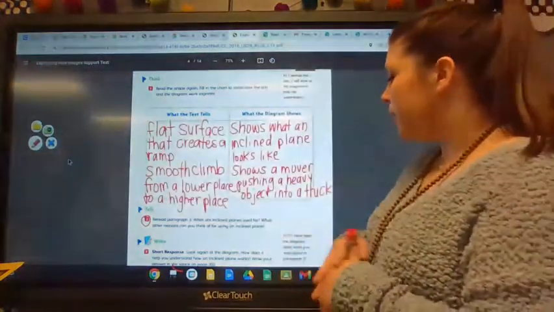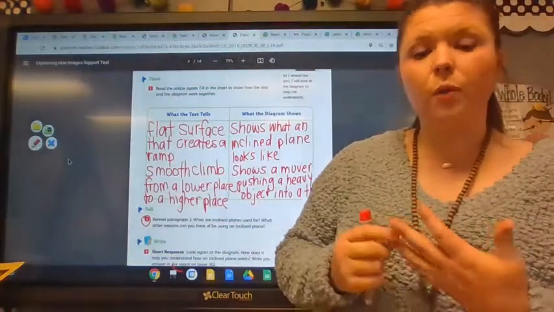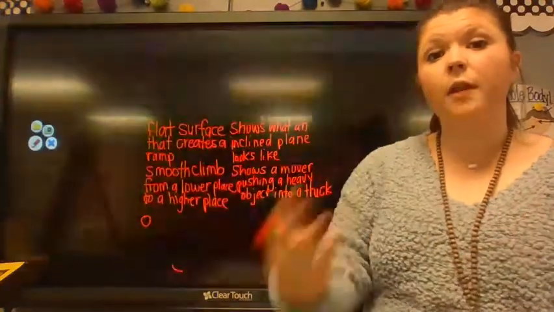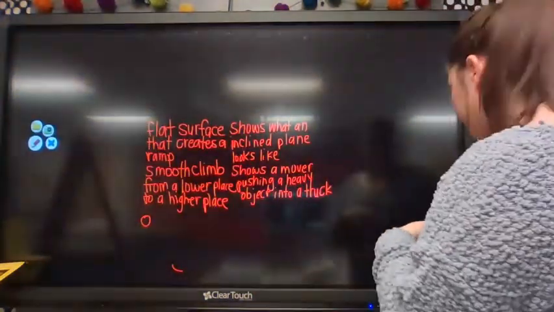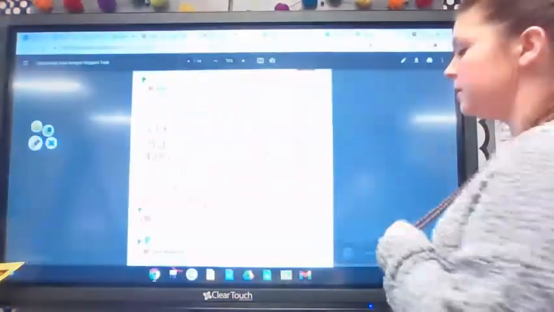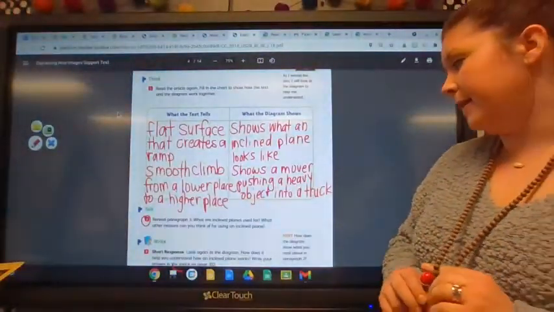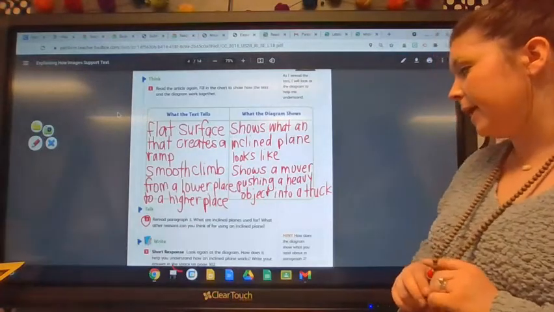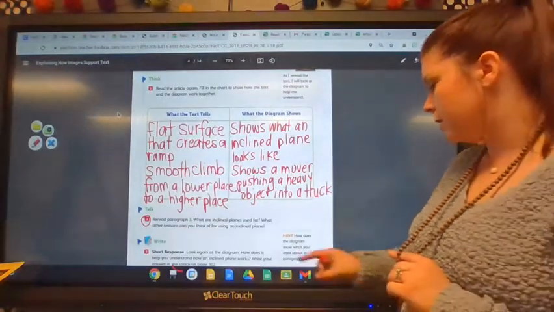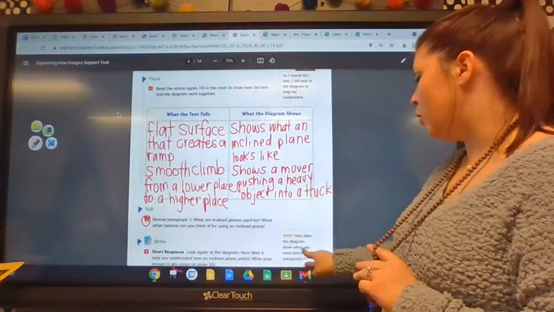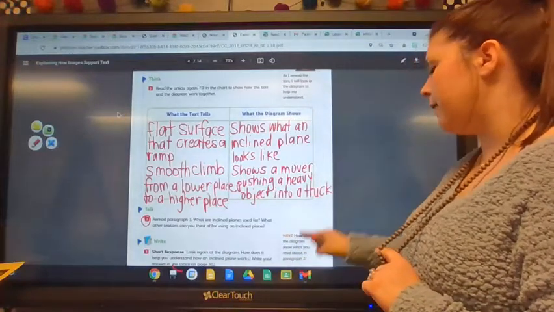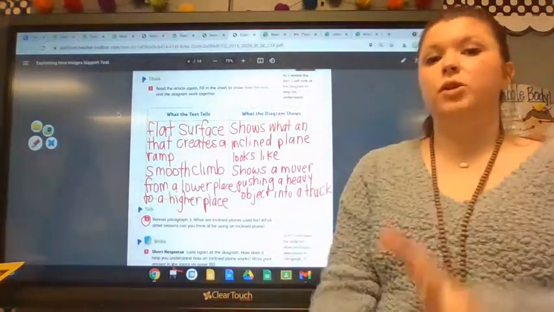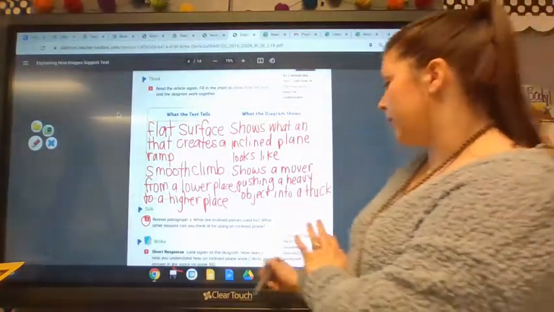All right, now what we're going to do is our short response. This is where we take what we learned and we put it into writing so that others know about our learning, okay? The short response says, look again at the diagram. How does it help you understand how an inclined plane works? How does the diagram show what you read about in paragraph 2? So we're taking what we read about in paragraph number 2 and we're talking about how the diagram can help us.